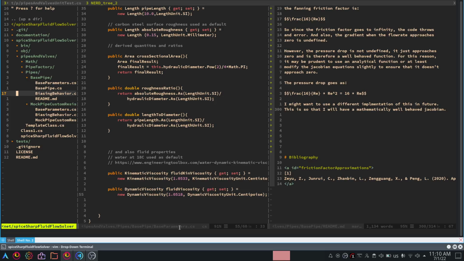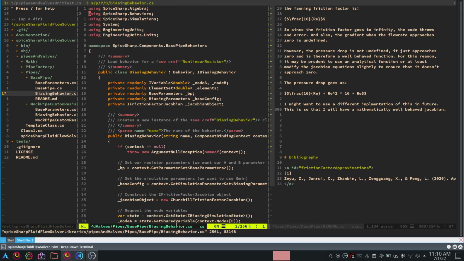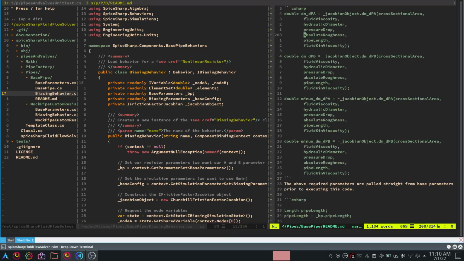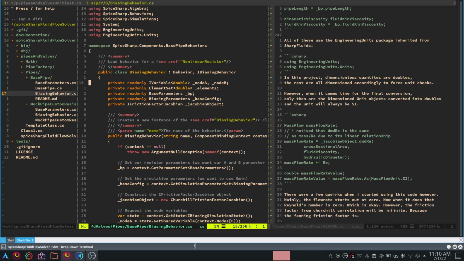Most of the work, not magic, but most of the work is done over here. All right, at least part of it. So I've done up a README file for this, so you can see right here how it goes.